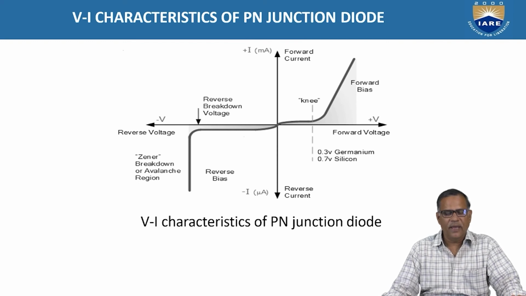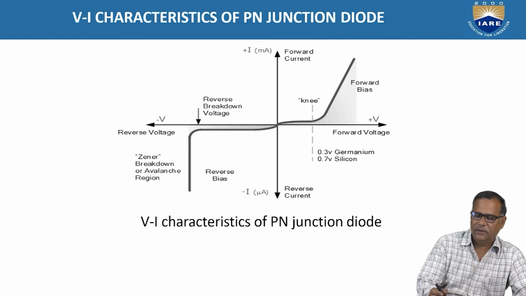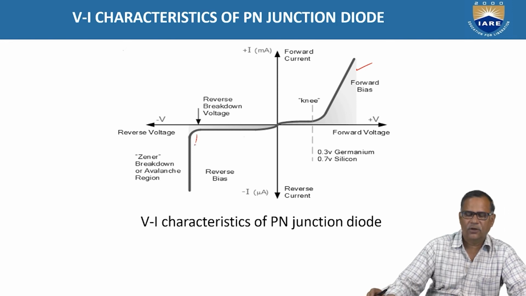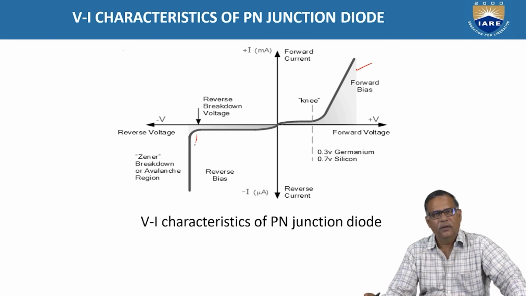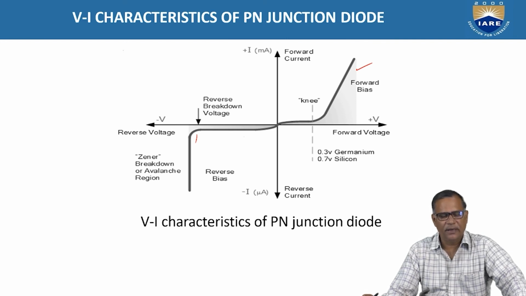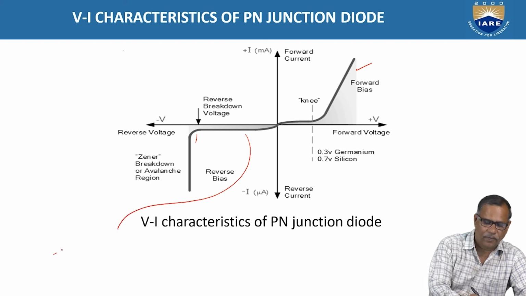So these are the VI characteristics of the PN junction diode. In the forward direction, after the cut-in voltage, there is a sharp increase in the forward current. This is the reverse bias. Up to a certain limit, we are going to have a very, very small current, and the current is due to only the minority charge carriers.